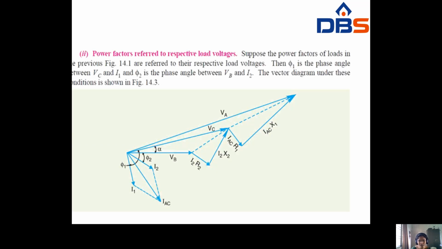Next, power factors referred to the respective load voltages. Suppose the power factors of the loads refer to the respective load voltages. Then phi 1 is the phase angle between VC and I1, and phi 2 is the phase angle between VB and I2. The vector diagram is represented here.